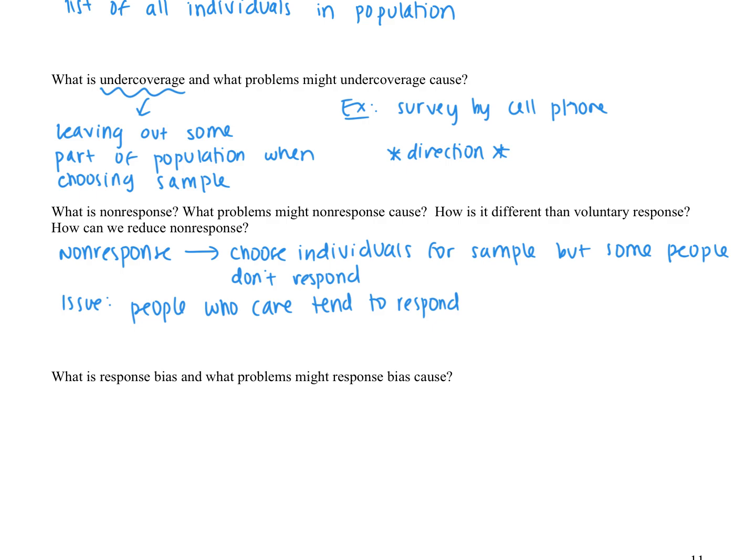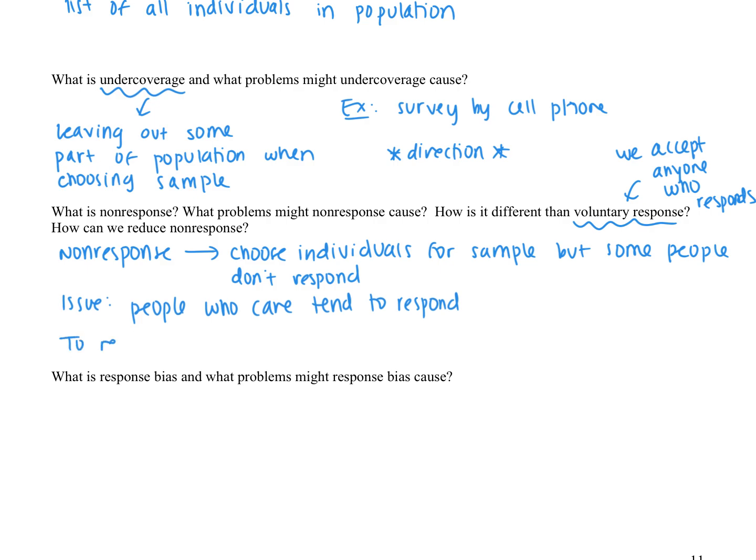Okay, it is different from voluntary response, though. Non-response is we've chosen people, they didn't respond. Voluntary response, on the other hand, is we throw out the survey and we will take anyone who responds. So voluntary response is we accept anyone who responds. It's still the same issue, though. The issue is still the people who respond tend to care more. And so we are going to overrepresent whatever issue they care about.